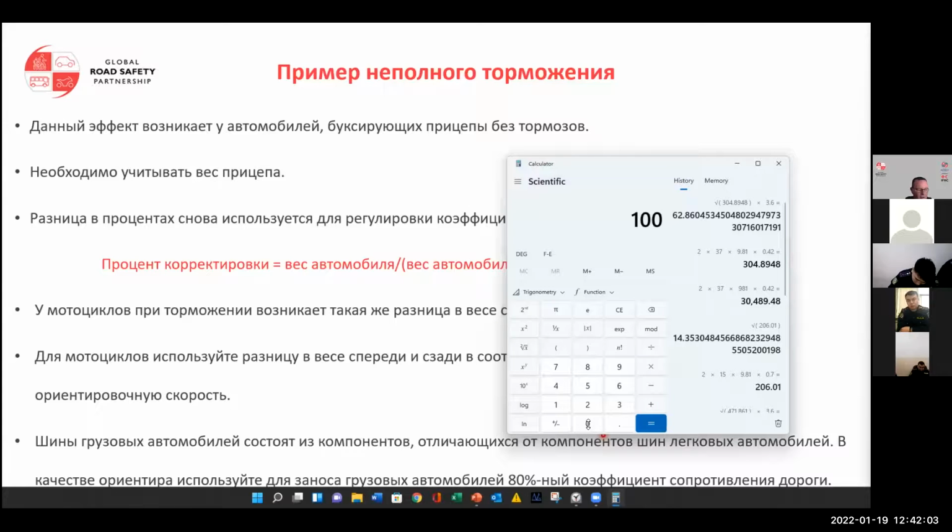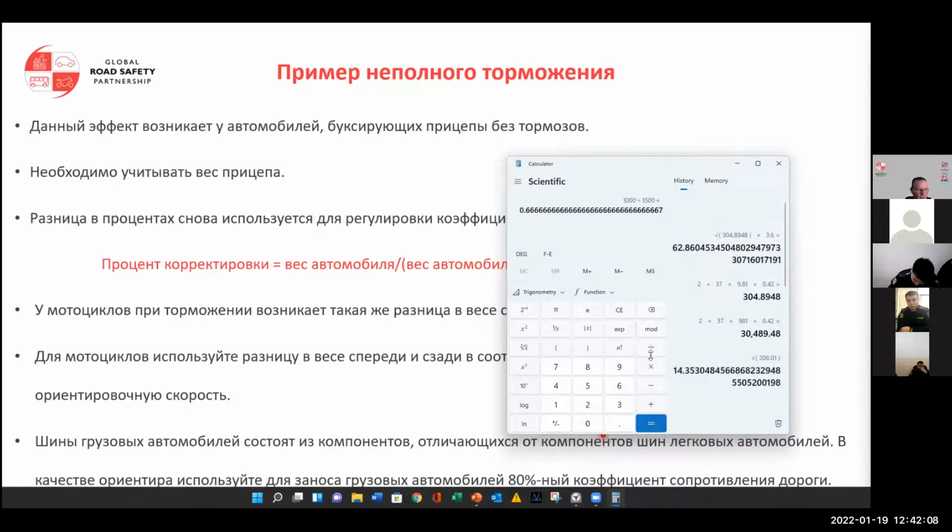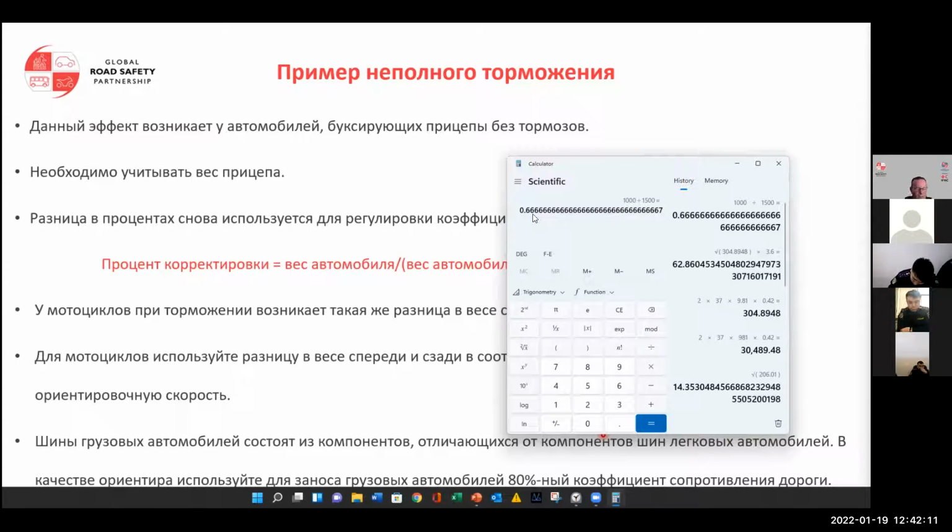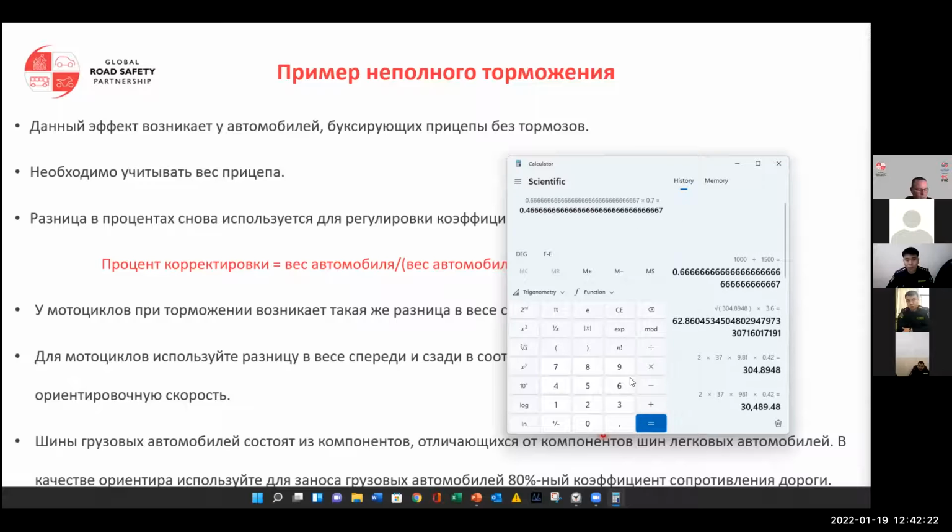So car weight divided by total weight equals 0.667, okay? That is what we then multiply the drag factor by. So dry tar sealed road, 0.7, times it by 0.7. We would use a drag factor of 0.46 to calculate the speed of the skid mark in that circumstance. So just remember, weight of the car divided by the total weight of car and trailer, that's your adjustment factor. Multiply your drag factor by that adjustment factor and use that in the mathematics.